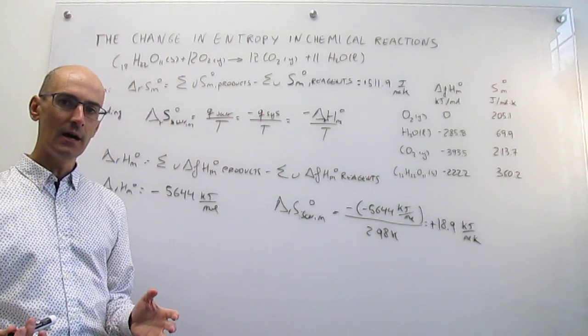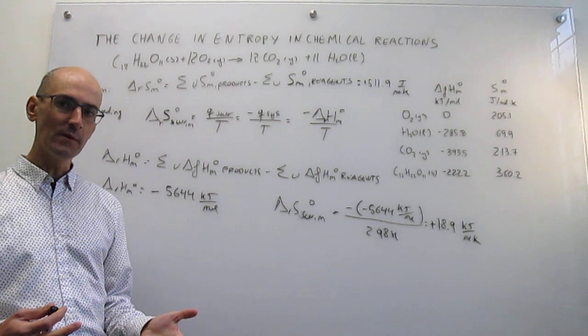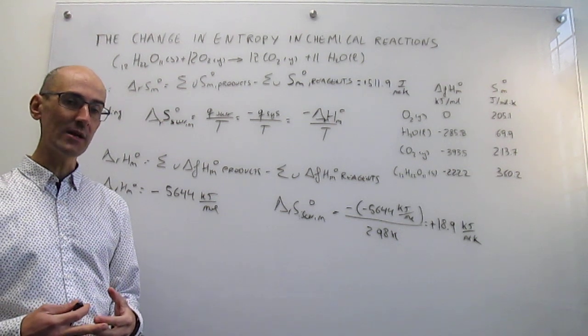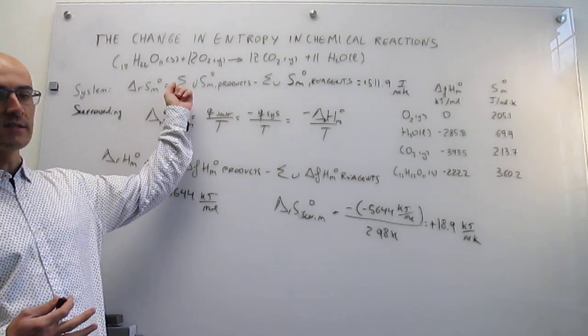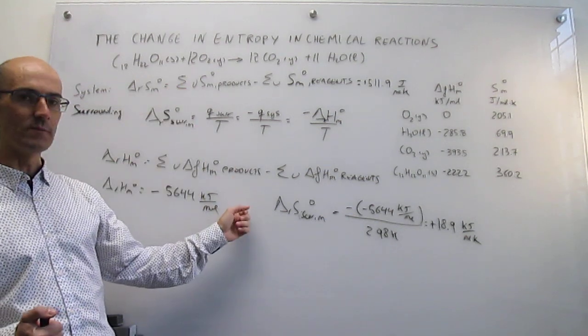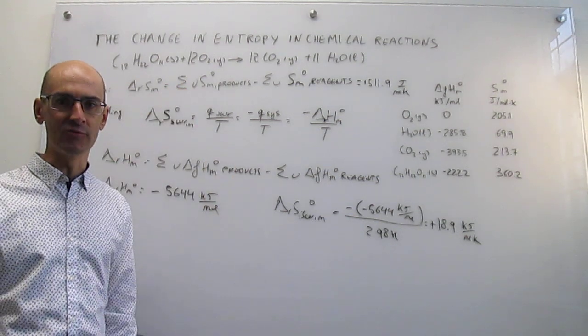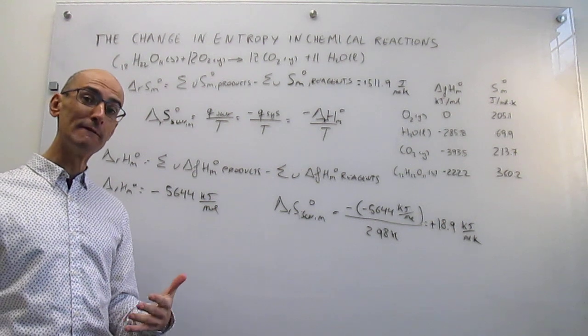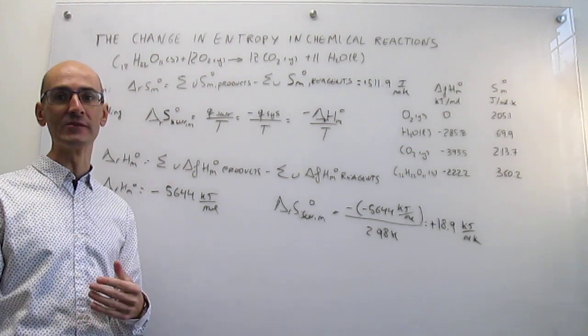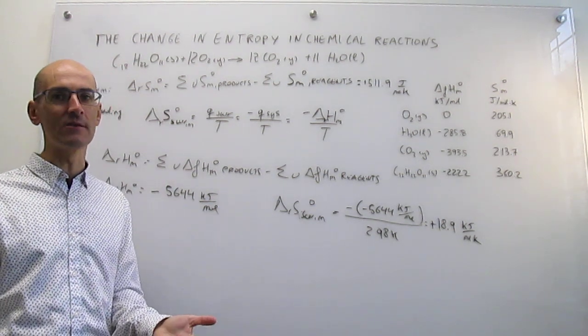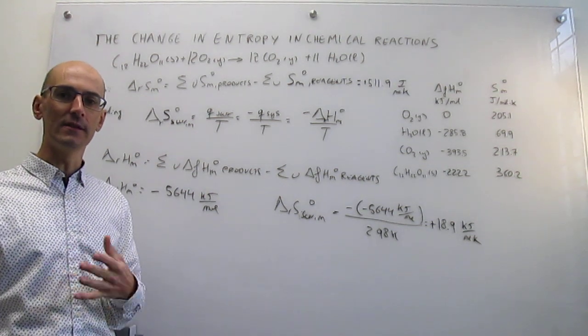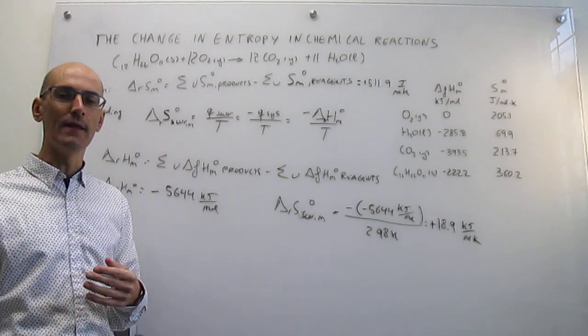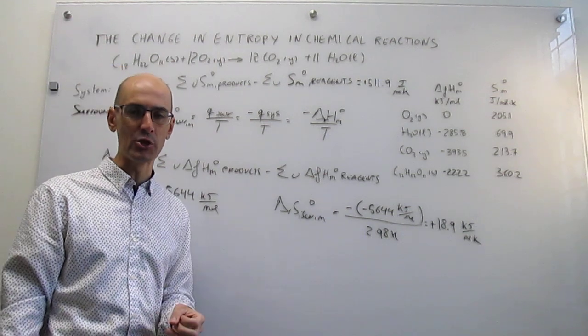Okay, so the only remaining piece to determine the spontaneity of a reaction is simply to put together the change in entropy in the system and the change in entropy in the surroundings, to figure out what the change in entropy in the universe is. If that change in entropy in the universe is positive, then the reaction will be spontaneous as written. If it's negative, then it won't be. And if it's zero, that will be a reaction at equilibrium.